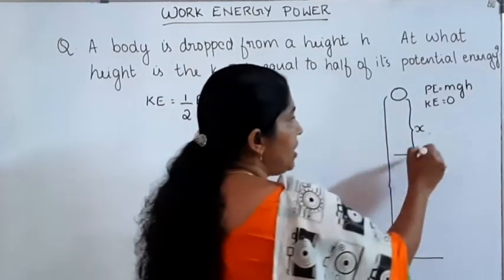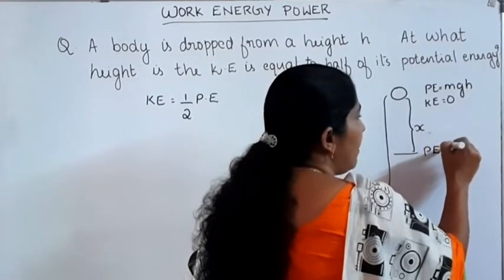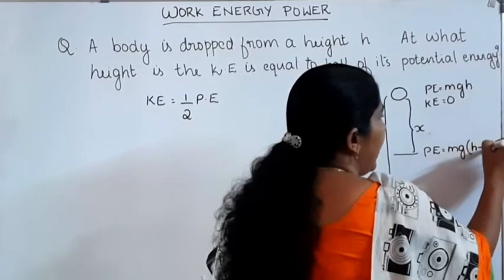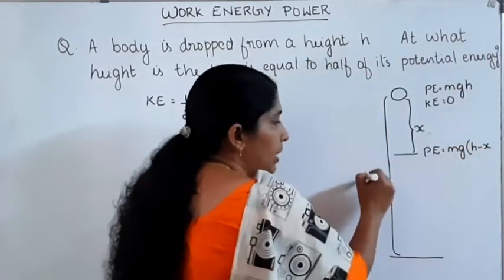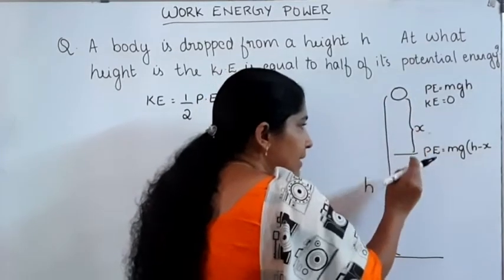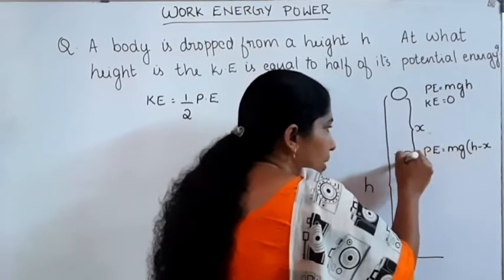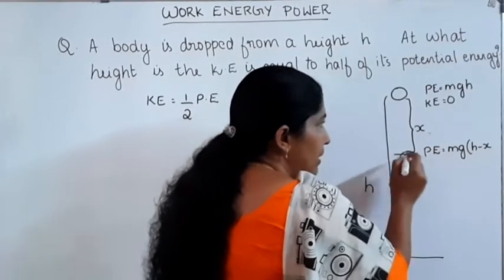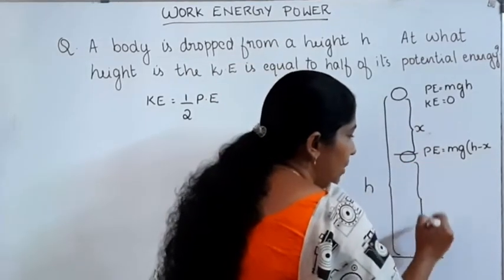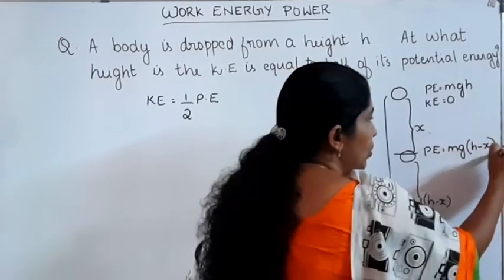Then what about the potential energy? Potential energy here is equal to mg(h minus x). Okay, height is always measured from the ground. When the body moves through a distance x, then what about the remaining height? Height from the ground, when the body is here, is equal to h minus x. Therefore, potential energy here is equal to mg into (h minus x).